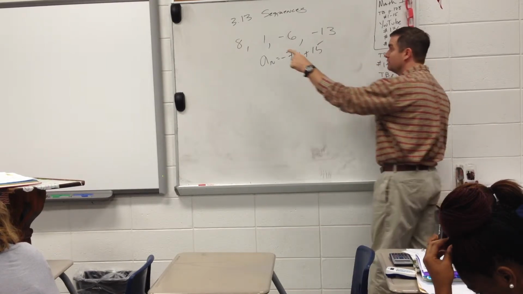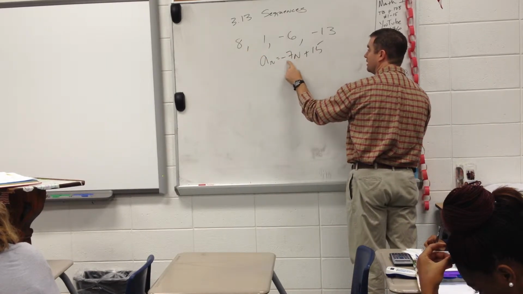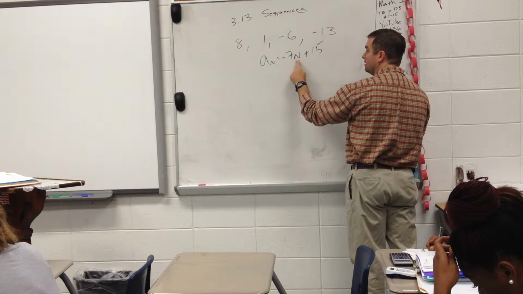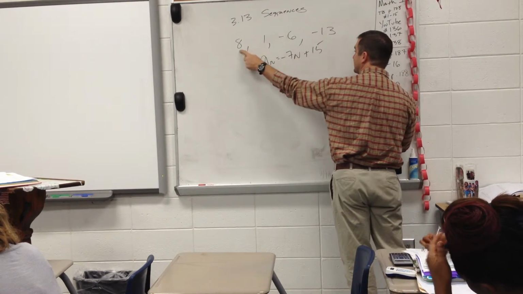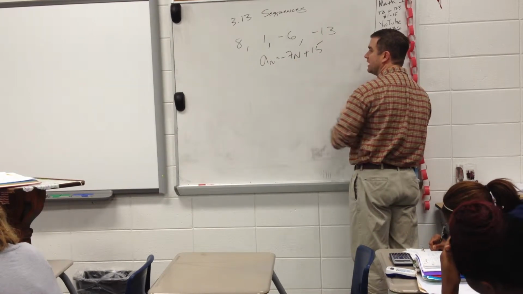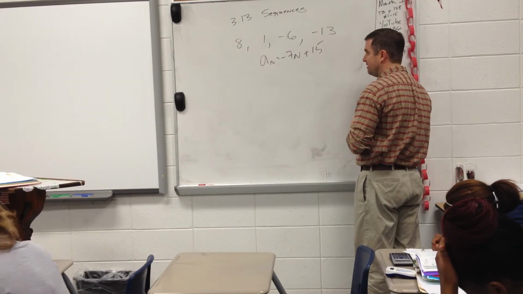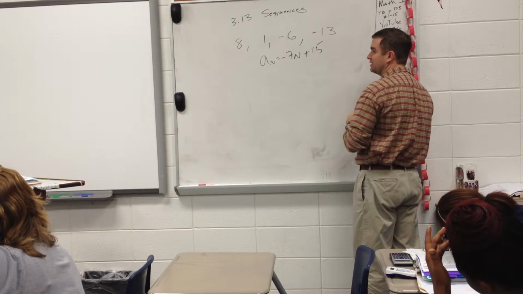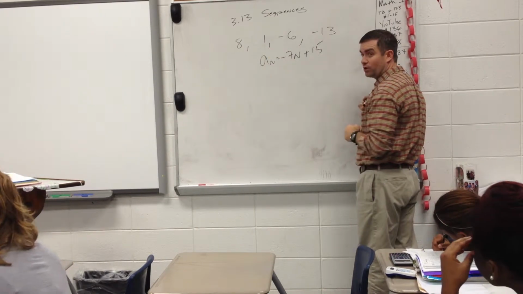When I take 1, Chris, do I get 8? Well, let's see. What's 1 times negative 7? Negative 7 plus 15, does that give me 8? Yes, it does. All right, let's take 2. What's 2 times negative 7? Negative 14. What's negative 14 plus 15? Positive 1. Is it working so far?